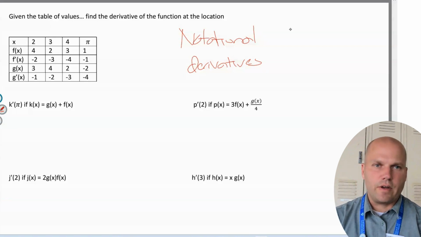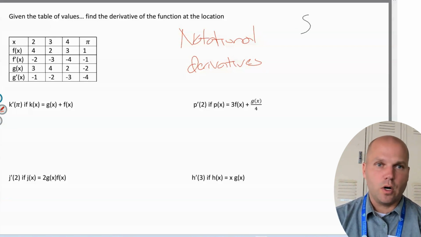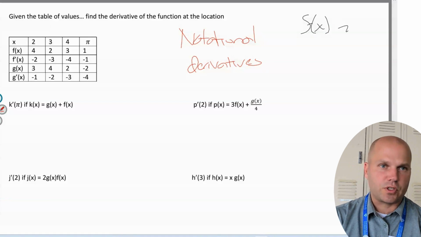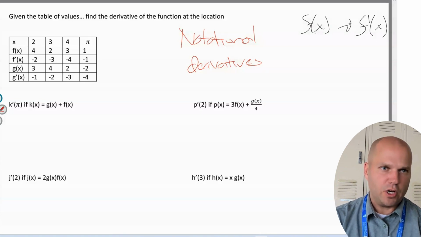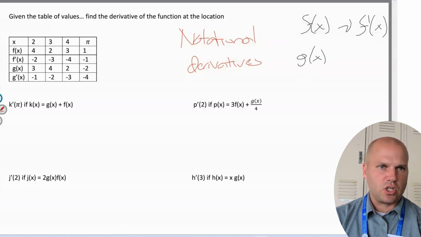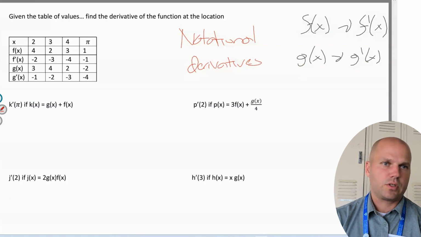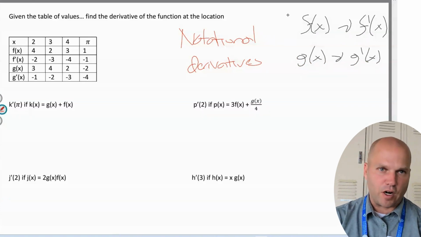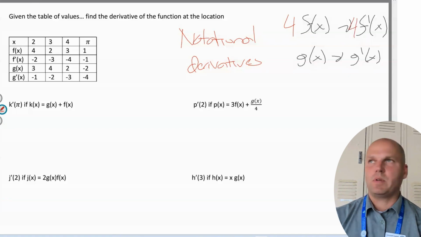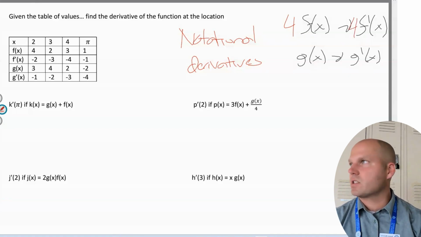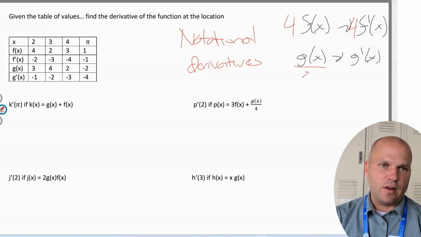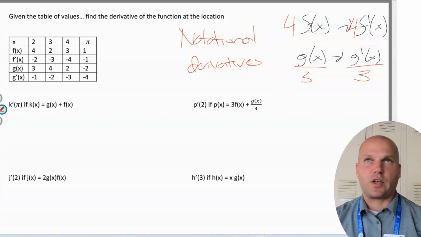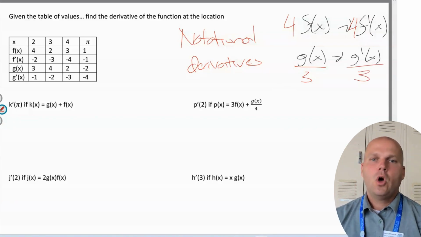Here's the notational derivative. It's predicated upon you understanding that f's slope is f's slope. But you have to show it, the notation. G's slope is G's slope. What happens if you put a number in front of it? Well, the number stays because like 4 sine x's slope is 4 cosine x. What if you put a number underneath it? That number's going to stay underneath it. It's just like a third times G.